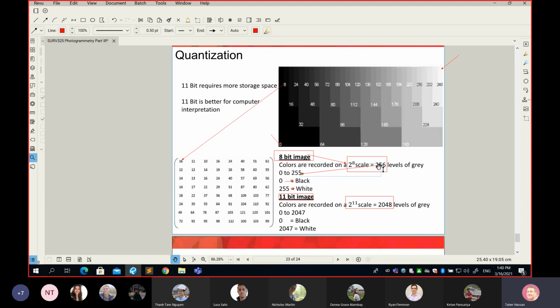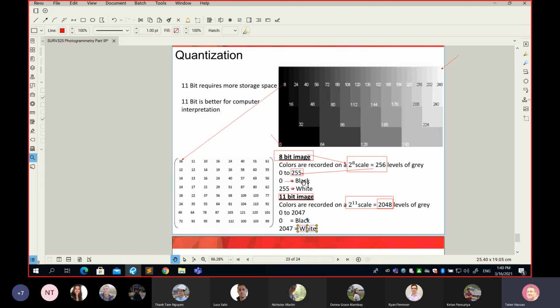Anybody knows the secret? If you multiply 2 to the power 8, you get 256 levels of gray. Why did I suddenly show 255 here? And why 2048 here, and the white would be 2047? The answer is very simple: we're not starting from 1, we're starting from 0. So if you count from 0 to 255, you already got your 256 levels of gray.